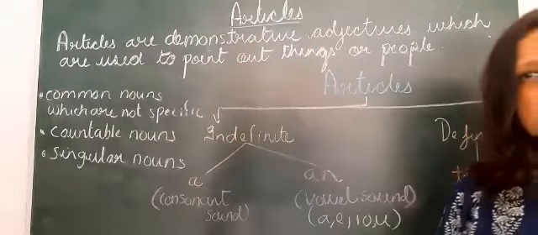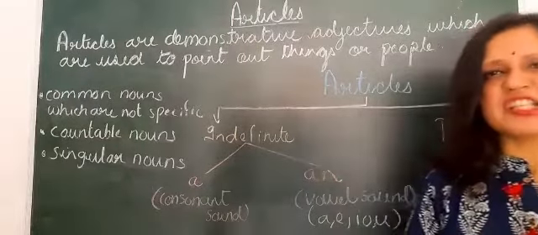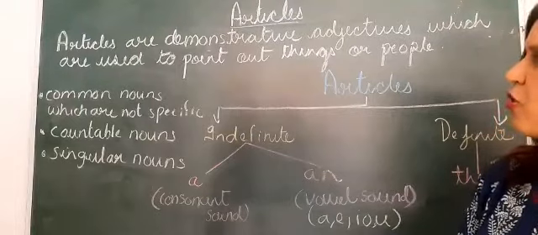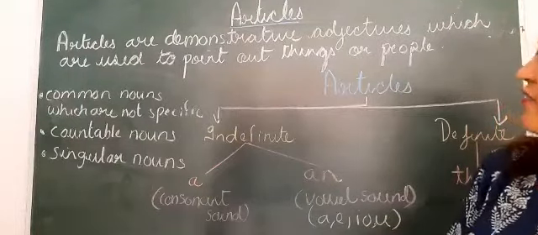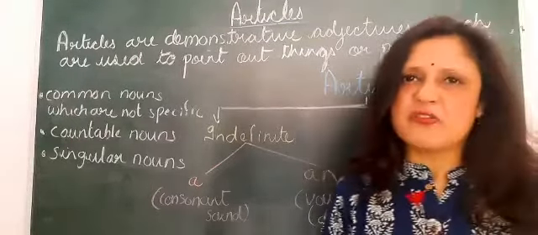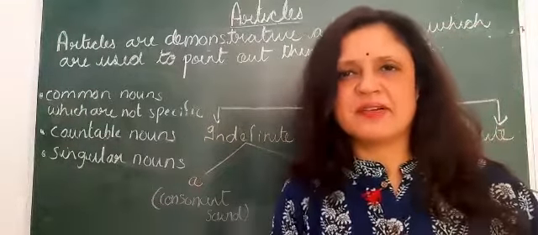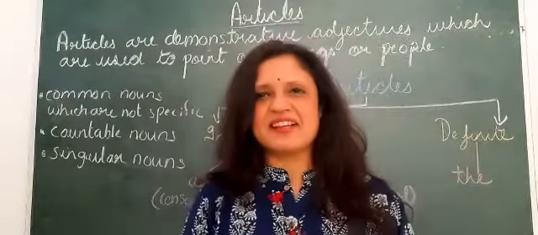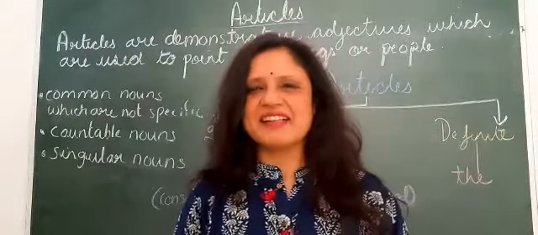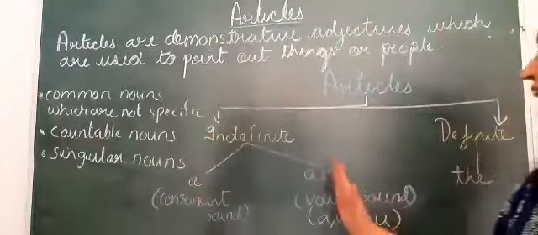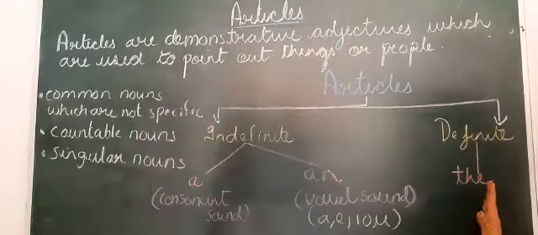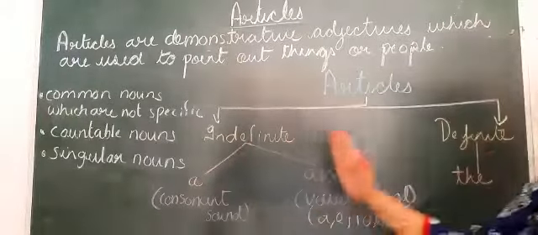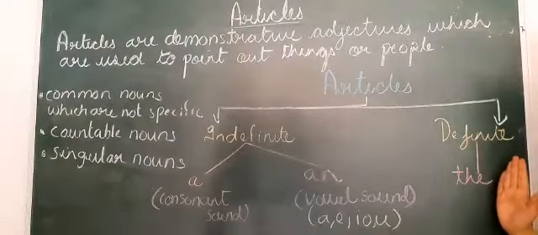Like the basic function of a demonstrative adjective is to point out things or people, articles also point out whether the noun is general or specific. So now let me tell you the various kinds of articles. There are three kinds of articles: a, an, and the. A and an are indefinite articles, whereas the is a definite article.